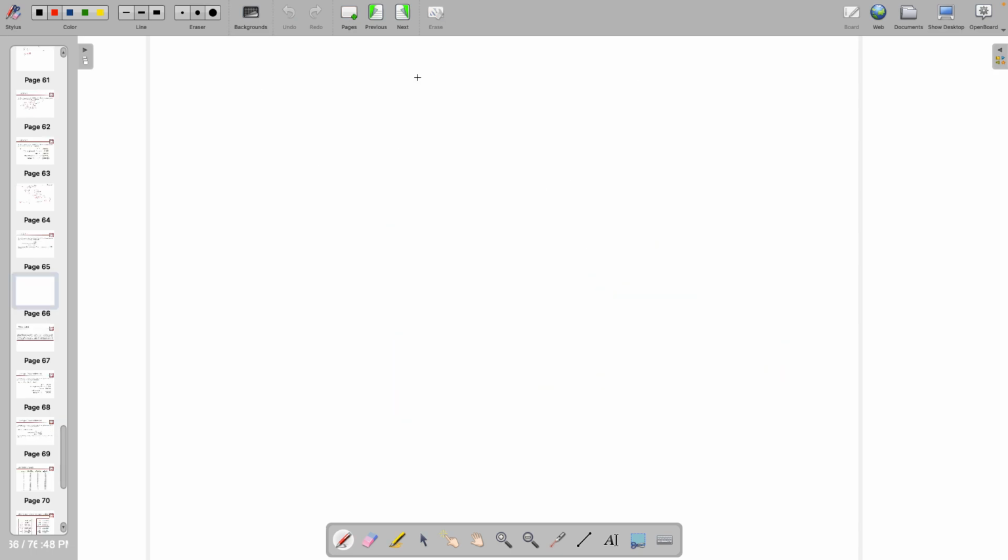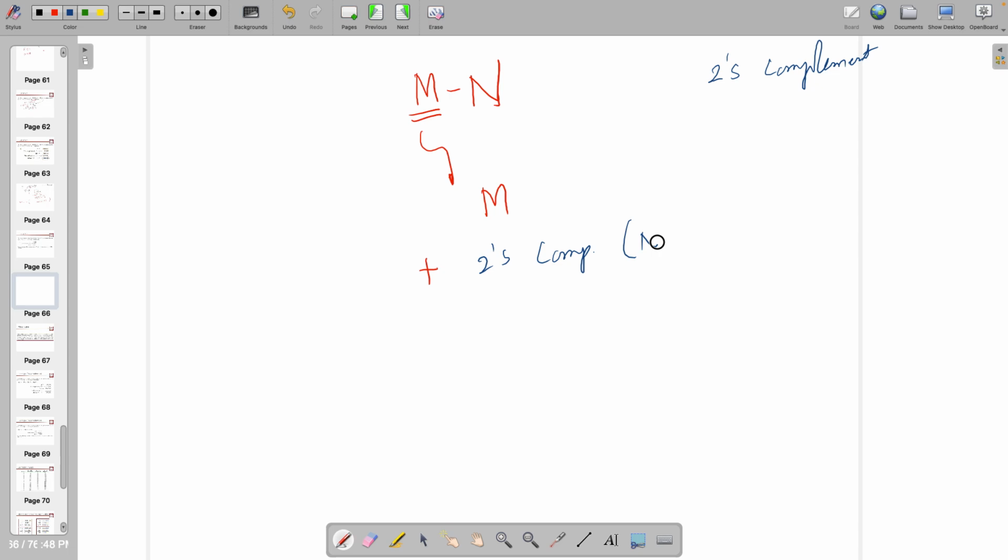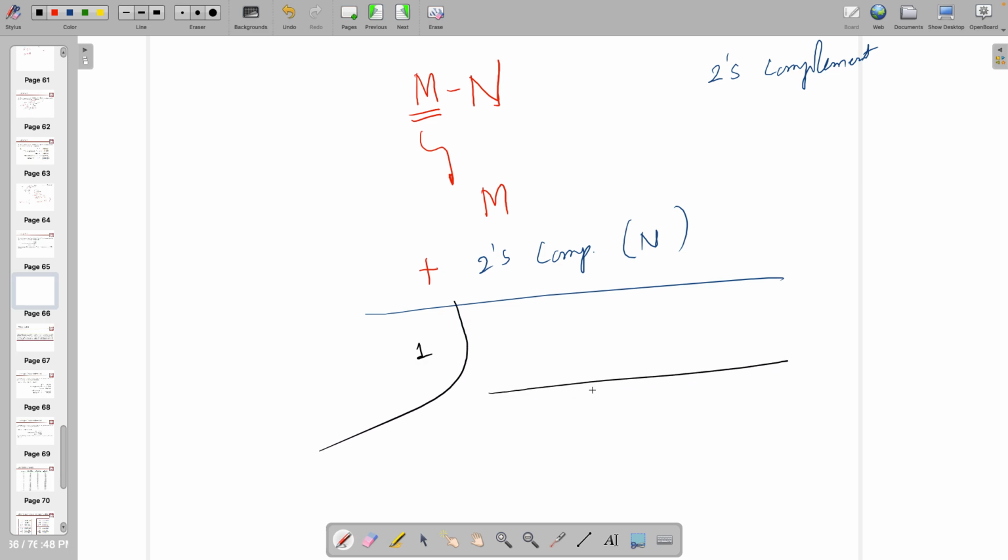The process is as follows. If you want to find out m minus n using 2's complement, the first number m is going to be added with the 2's complement of n. If there is a carry, then the rest of the number is the answer, without doing anything.